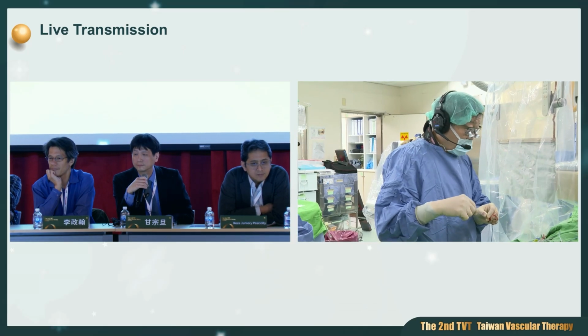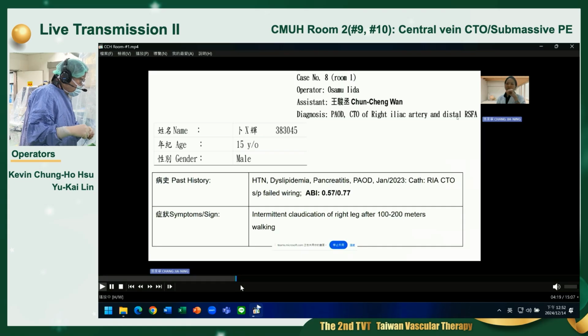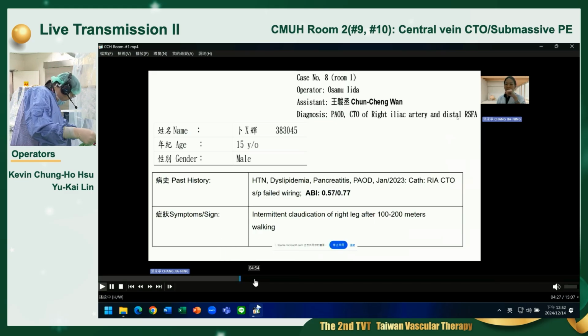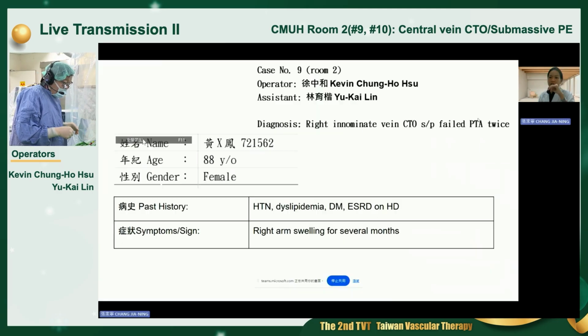It's a dialysis patient, CTO of the right iliac artery and the right superficial femoral artery. The operator will be Dr. Osamu Ida, and the assistant will be Dr. Wang Junchen. This case is a right innominate vein CTO, which was treated with PTA 2 times. The operator will be Xu Zhonghe, and the assistant will be Dr. Lin Yukai, and the operator Kevin.